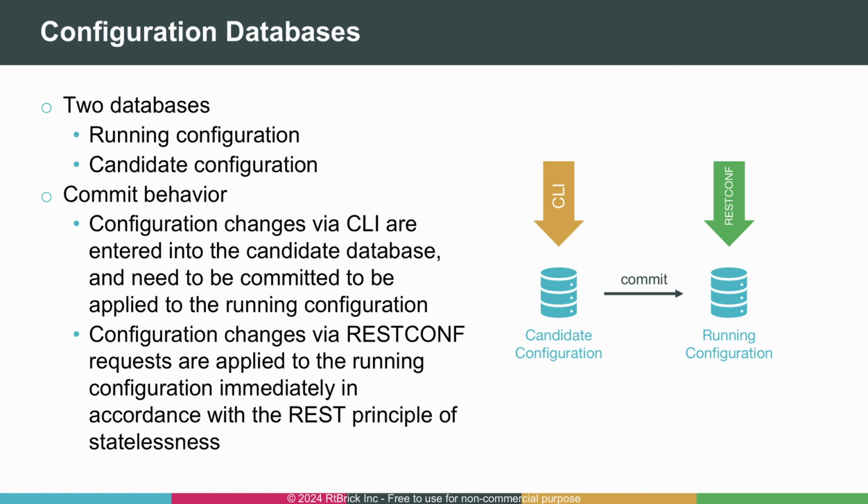This separation helps prevent accidental activation of invalid configurations, for example, due to typos. To apply changes, users must explicitly commit them using the commit command. After committing, the running and candidate configurations are synchronized until further changes are made. Note that configuration changes made via RESTconf are applied directly to the running configuration.